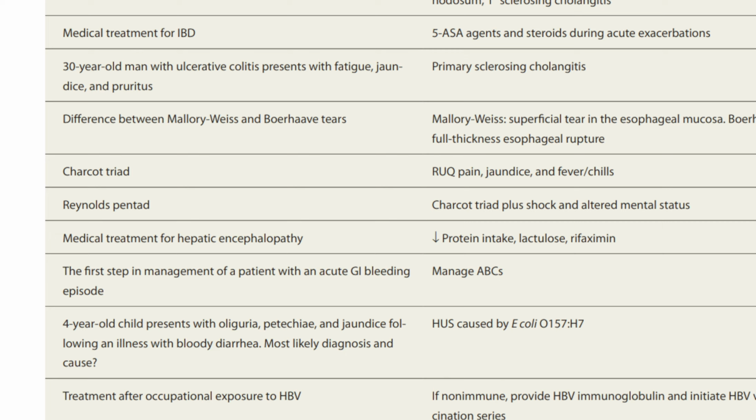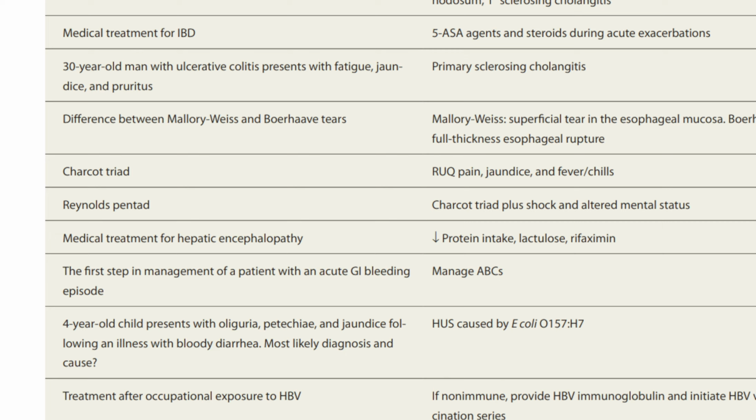The first step in the management of a patient with acute GI bleeding episode is to manage the ABC. When you say to manage the ABC: airway, breathing, and circulation, prevent the shock. You manage the airway, whether the patient is conscious and whether you need intubation or not. You have to check the breathing: the patient is getting air in their lungs and the perfusion is getting done. And circulation: if the patient is getting shock, you're probably going to need transfusion. So manage the ABC.